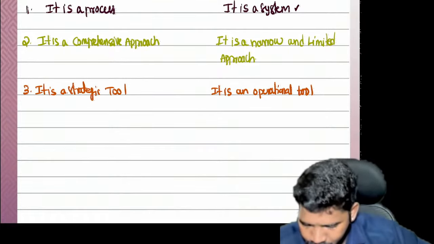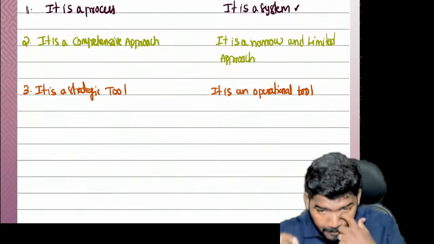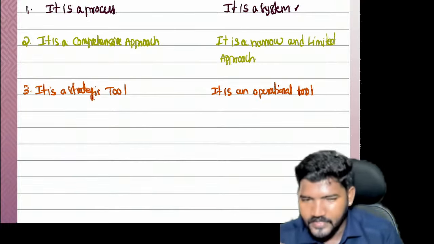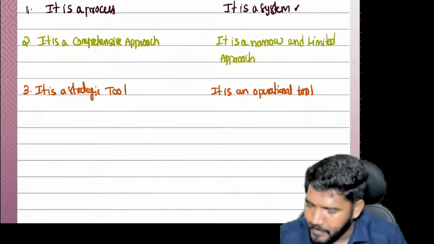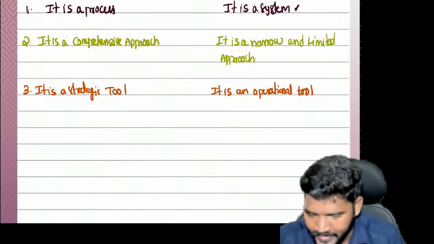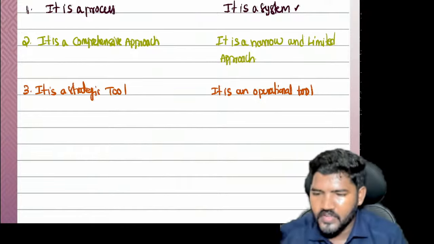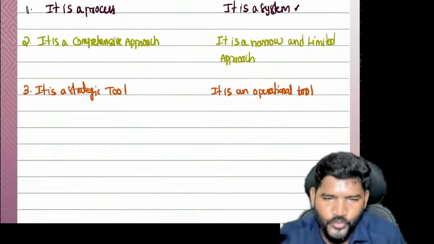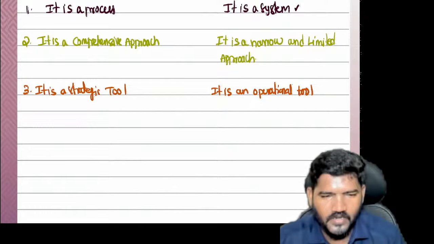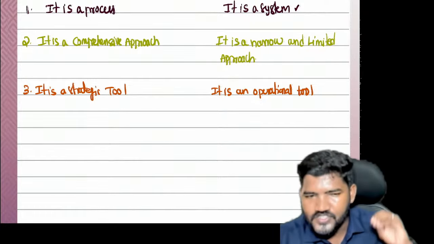So the word strategic tool means we are trying to align employee goals and targets with their abilities and skills. But when it comes to an operational tool, where it is routine HR work, HR will give you a work and you, as an employee, have to do it. So that is called an operational tool. And it's not routine work; it is called a strategic tool.